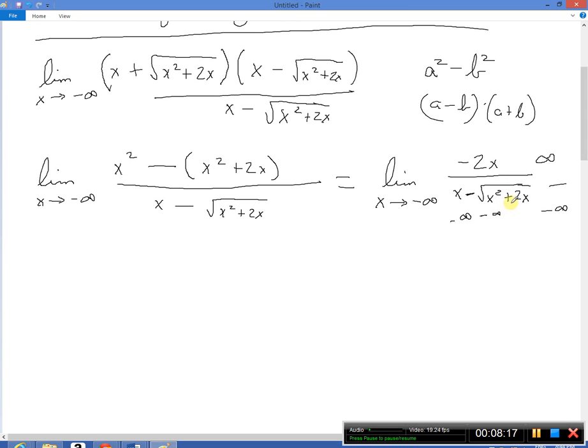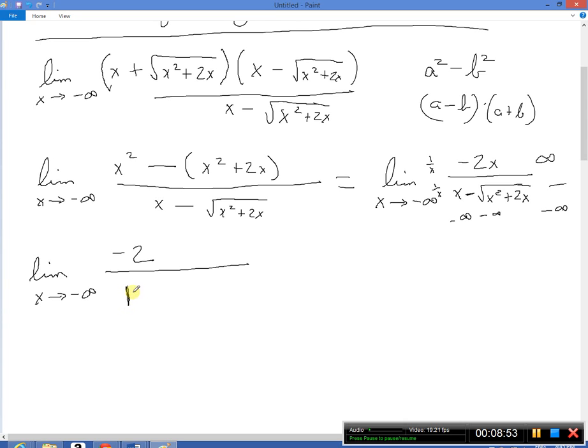It would be a bad move to multiply again by the conjugate, because all you'd end up doing is going right back to where you started from with this term. So the thing to do here is to multiply top and bottom by 1 over the highest power of x, which is going to be 1 over x here. So I'm going to multiply top and bottom by 1 over x. So this is going to give us the limit as x goes to minus infinity of 1 over x times that is minus 2. That's looking good. Down below, 1 over x times x is 1.